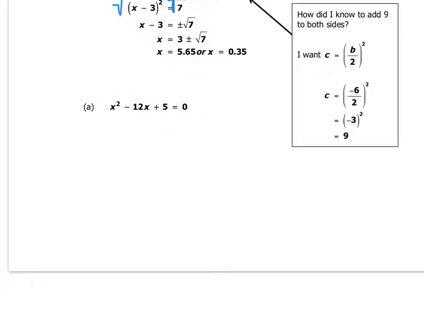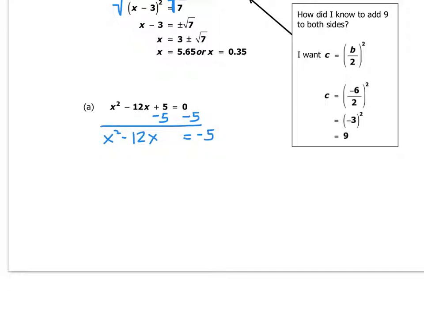Let's go through another example, step by step. First thing, this does not factor. X squared minus 12x plus 5 does not factor. So let's move the 5 to the other side. So I'm going to subtract 5 on both sides. This is going to give me x squared minus 12x. I'm going to leave a space. On the right-hand side, I'm going to write my -5.